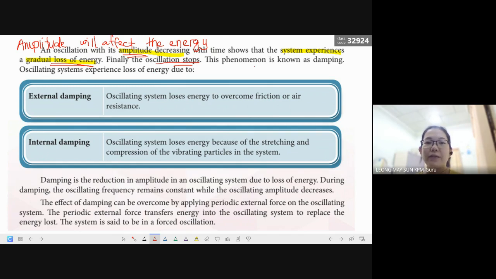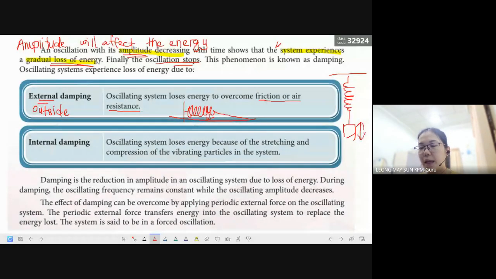So there are two types of damping situation. First is known as external. External means outside; the source of the damping is from the outside environment. So the oscillating system loses energy to overcome friction or air resistance. If a spring is placed on top of a floor and you let it oscillate, it will slowly stop because it has friction with the floor. But if the spring is vertical, it will vibrate up and down and slowly slow down because it has to overcome air resistance. So that is the difference between friction and air resistance. Friction is when it's horizontal.